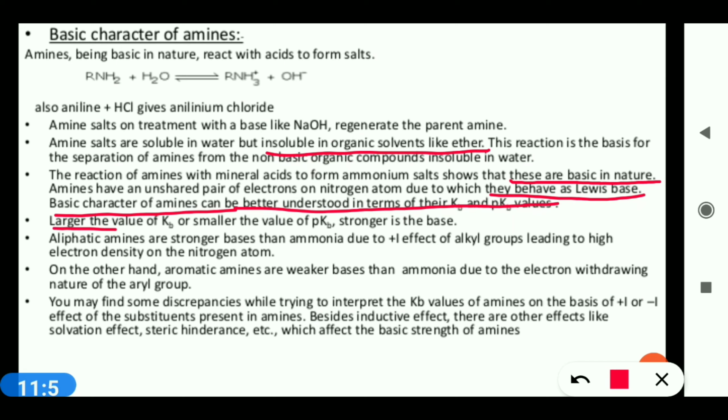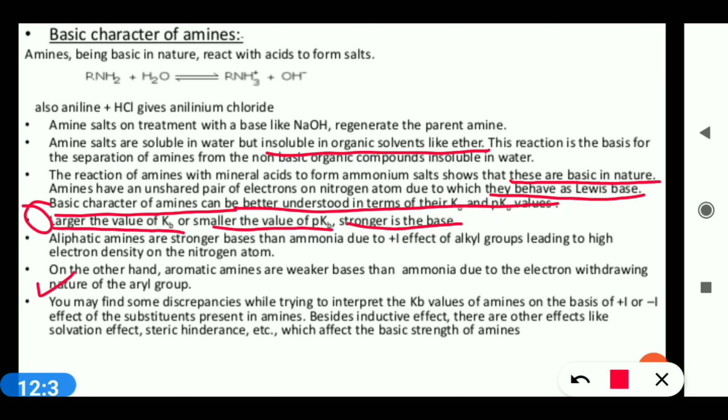Larger the value of Kb or smaller the value of pKb, stronger is the base. This is the most important point that you have to remember. Aliphatic amines are stronger bases than ammonia due to the inductive effect of the alkyl group. As we know, all the alkyl groups have plus I effect, which leads to high electron density on the nitrogen atom and makes the amines reactive.